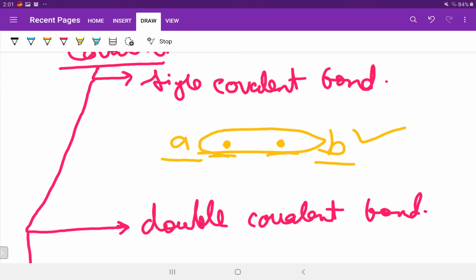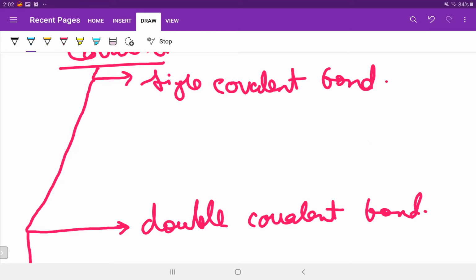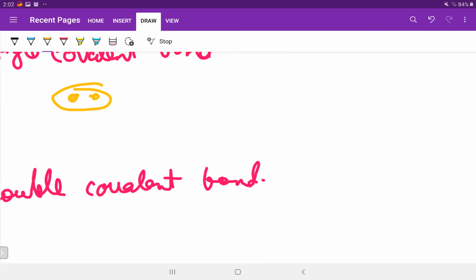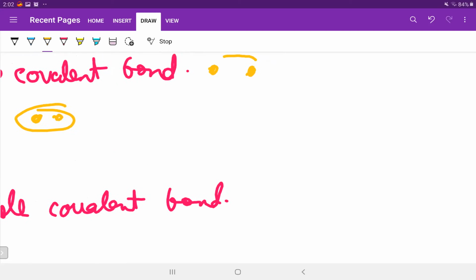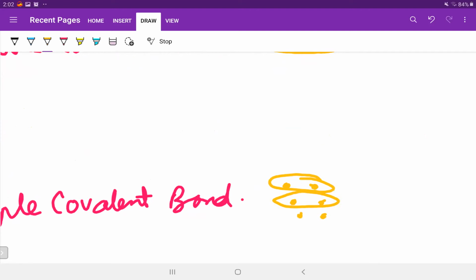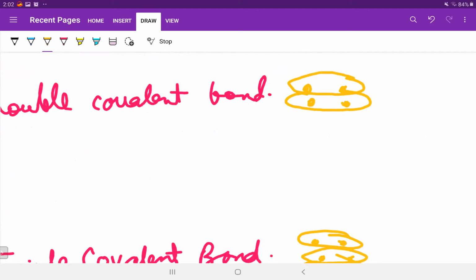Okay, is it clear? So let's take an example of a single covalent bond in which only a single pair will be shared. In double covalent bond, what will be shared? Single, we saw that one pair of electrons was shared. In double, two pairs will be shared. One bond is this and the other bond is this. And in triple, how many? 1, 2, 3, 4, 5, 6. Three pairs are shared. I'll give an example of each and everybody.